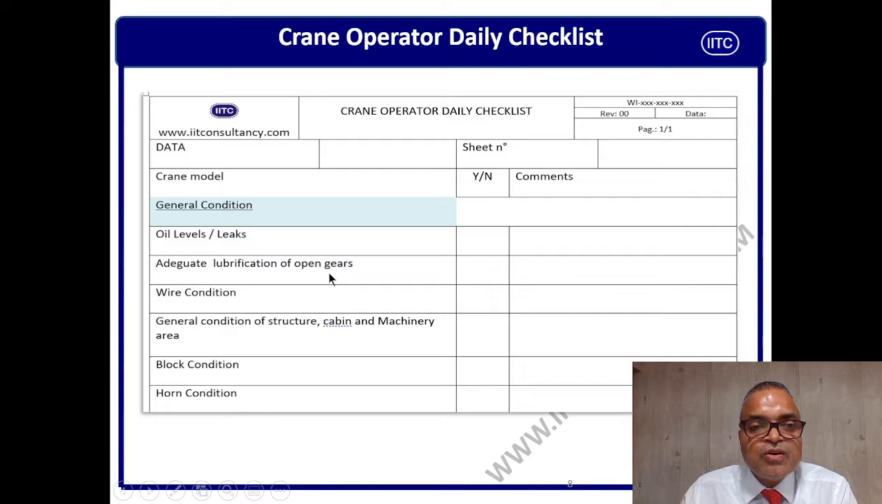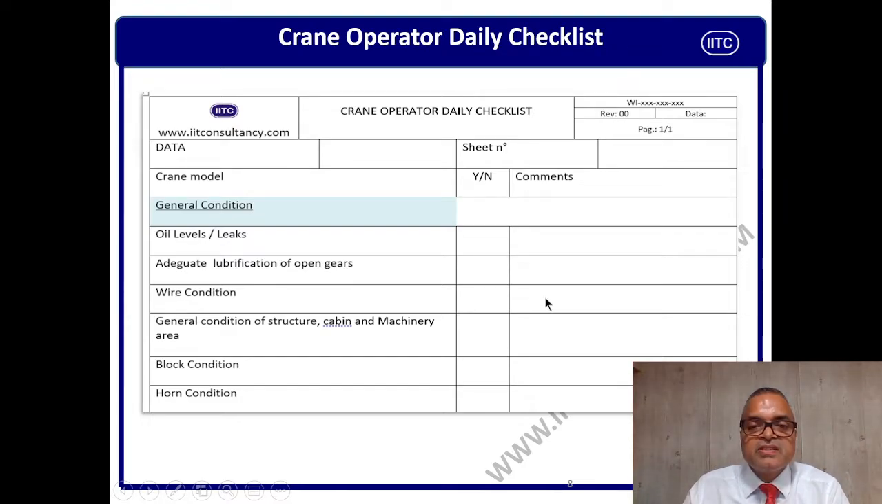Adequate lubrication of open gears. There are many open gears in the crane at many locations. You need to see whether these gears are lubricated, yes or no. Accordingly, you can put your comments here. If lubrication is not sufficient, you can put your comment over here. Wear condition. If wear conditions are good by your experience, and it is not excessive wear and tear, then you can put accordingly. If not, then you can put some comment. Even if yes, you can put some comment.